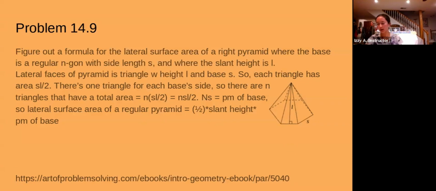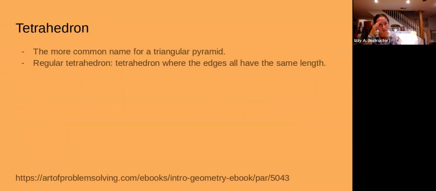Okay, I'll go ahead and go to the next slide, which is about tetrahedrons. This is the more common name for a triangular pyramid, and a regular tetrahedron is a tetrahedron where all the edges have the same length.